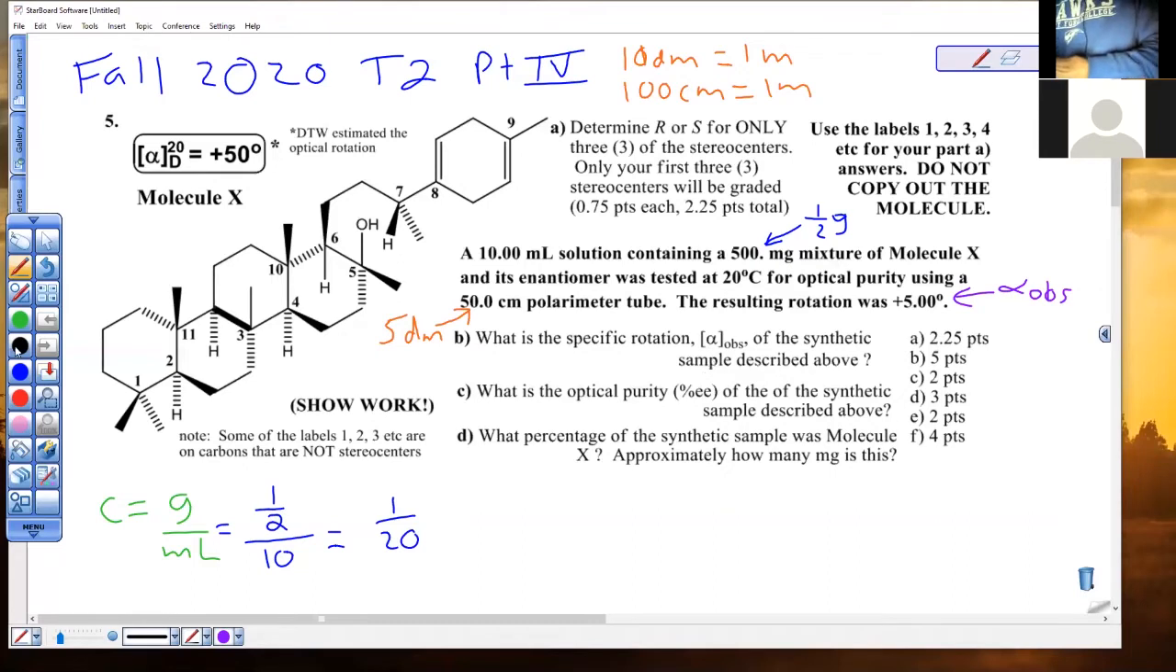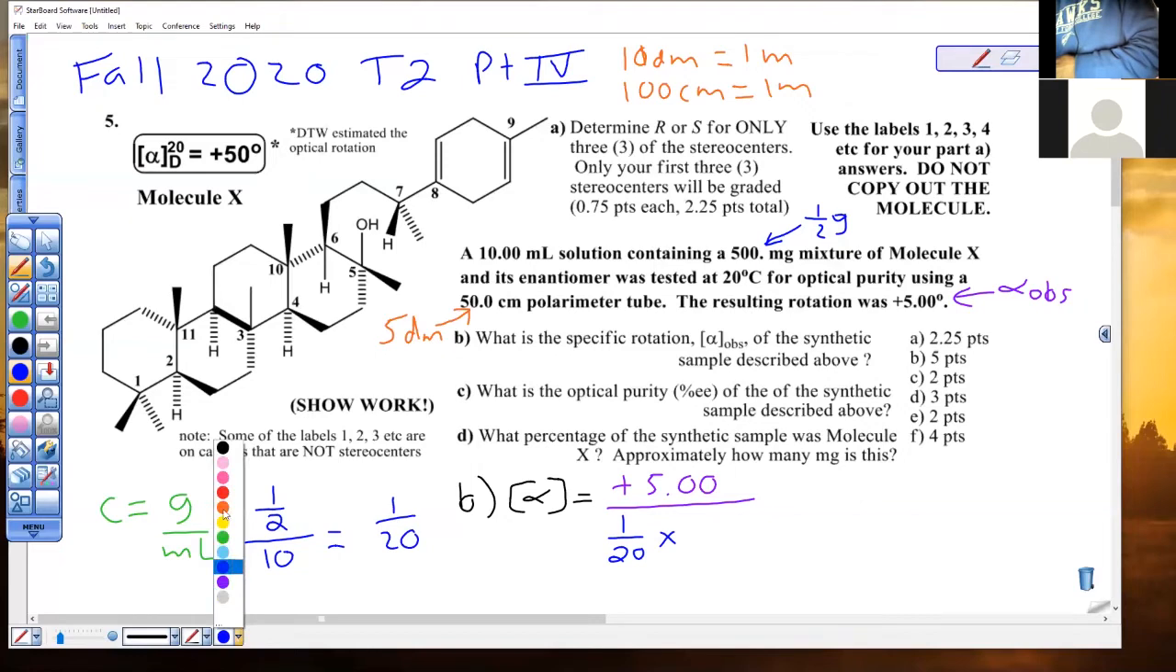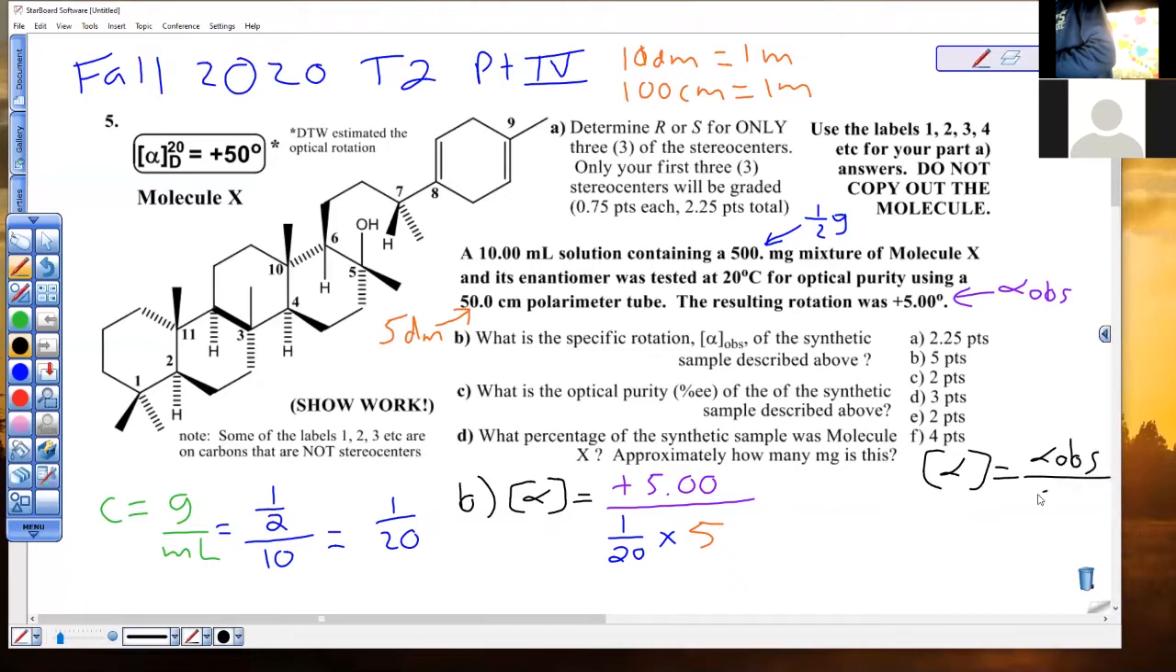So part B starts this way. To standardize your rotation, you take the observed rotation, which was +5 in this problem, and you divide by C, which we worked out to be 1/20, and multiply it by L, which was 5. Keeping in mind, standardizing an alpha equals the observed alpha over C times L is an equation you must know. And we got a lot of good simplifying there. 5 divides by 5, and you get 1/1. So this is now 1 over 1/20, which is 20.